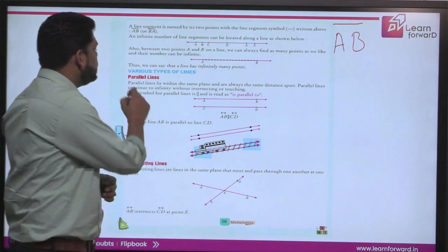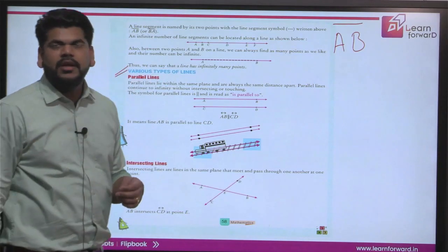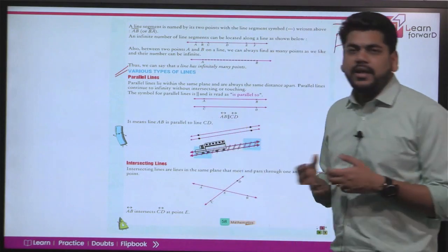Now, third one is various types of lines. Types of lines means parallel lines. What are parallel lines now?